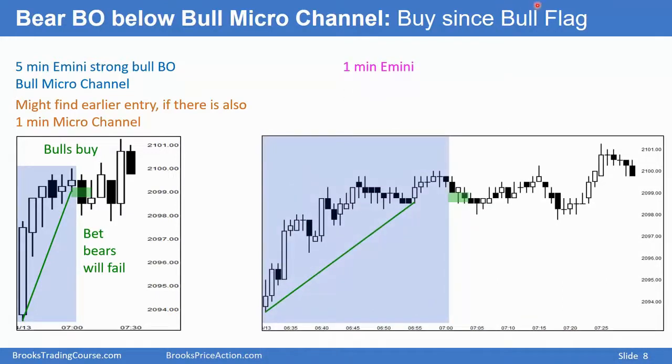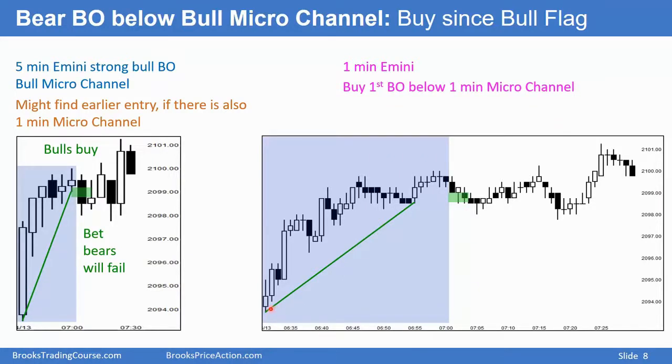This is the 1-minute chart of exactly this chart. This blue box is exactly this blue box. 1-minute chart, 5-minute chart. 1-minute chart, 5 times more bars. This is the 5-minute entry, and if you're looking at the 1-minute chart, this is where you'd get filled if you took the entry on the 5-minute chart.